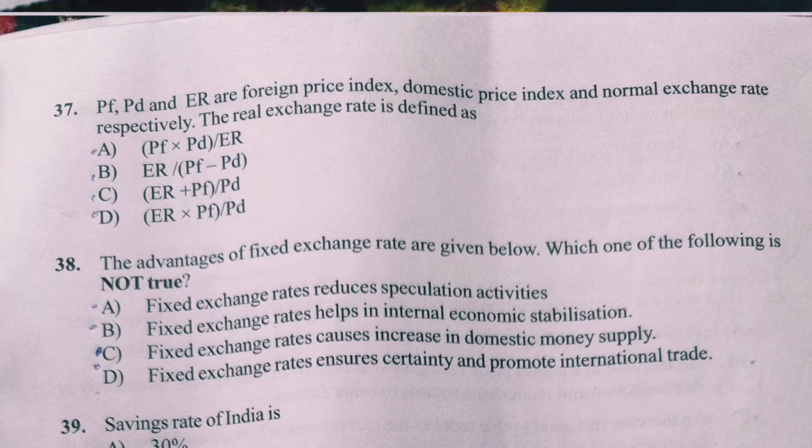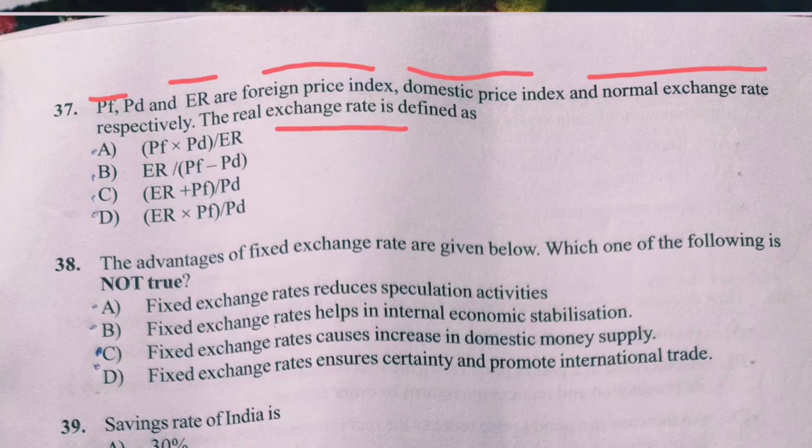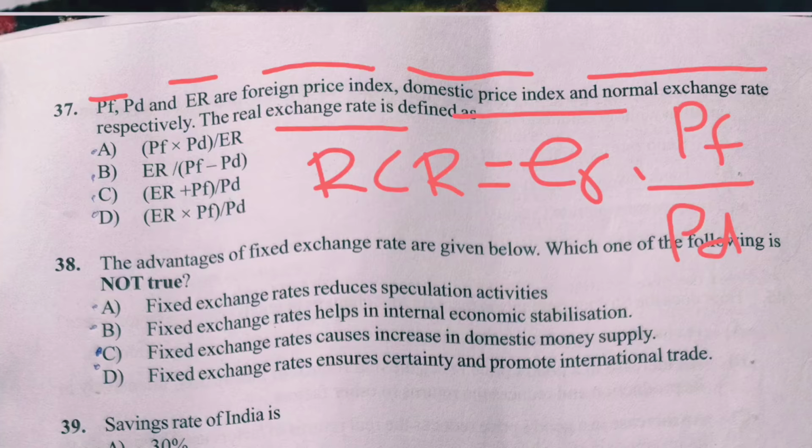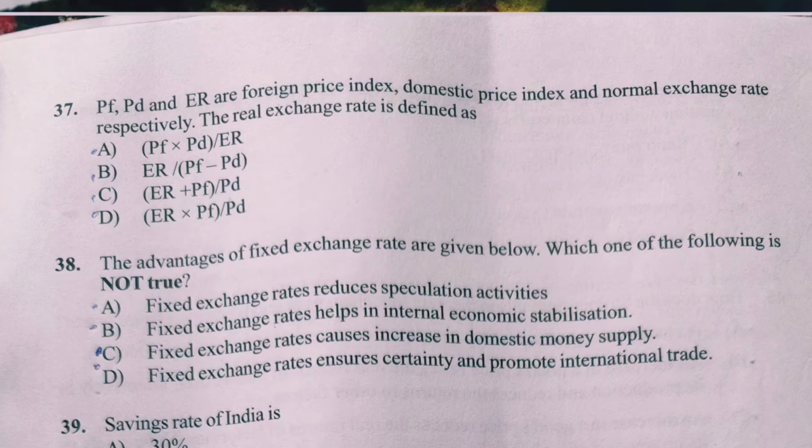Now we have 37. If PF, PD, and ER are the foreign price index, domestic price index, and nominal exchange rate respectively, the real exchange rate is defined by... So the real exchange rate is given by the exchange rate times PF, that is the foreign price index, upon PD, where PD denotes the domestic price index. So the correct option should be D then.